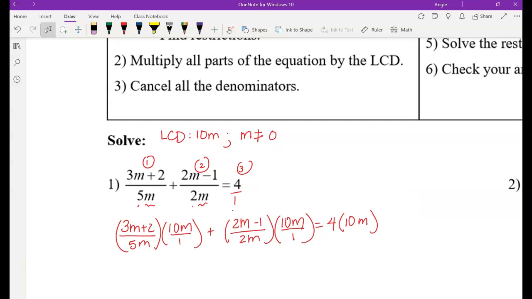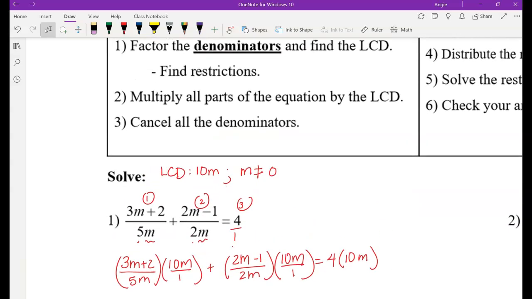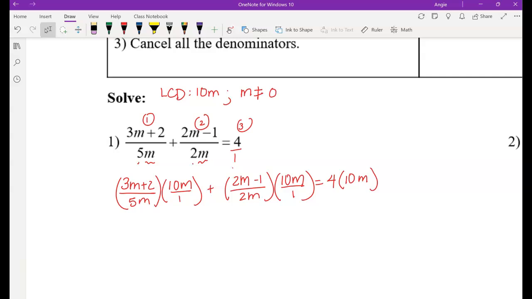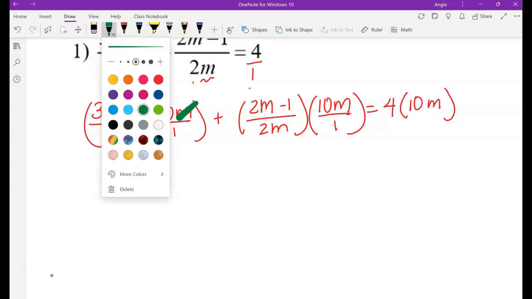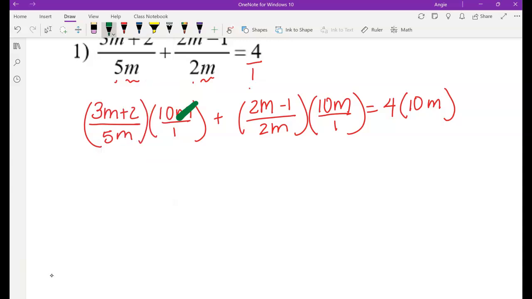Then the next part says now cancel all of your denominators. Can you guys see it? The reason we can do that is because, let's use green. The m and the m are now going to be reduced. 5 and 10 reduce to 1 and 2. Similarly over here, 2m and 10m, we have 5 left. 4 times 10m, there's nothing to reduce because we do not have a denominator on the 4.